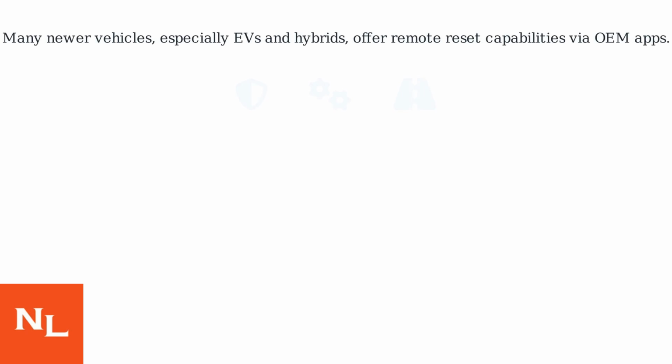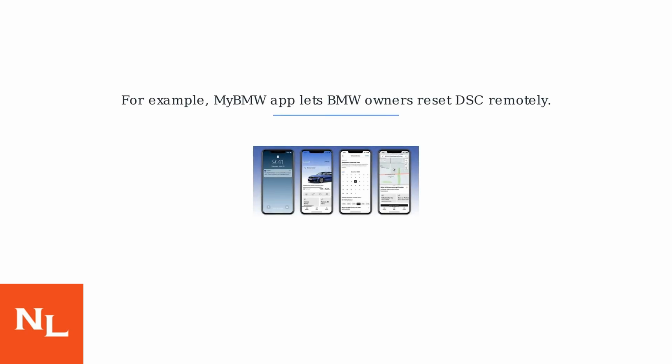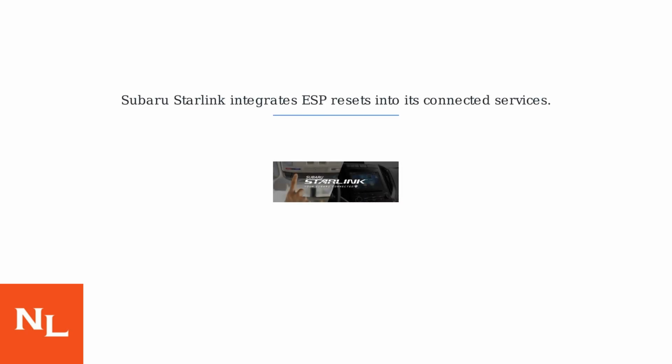Many newer vehicles, especially EVs and hybrids, offer remote reset capabilities via OEM apps. These apps allow you to reset the system after confirming no underlying issues. For example, the My BMW app lets BMW owners reset DSC remotely after checking for any issues. Subaru Starlink integrates ESP resets into its connected services for easy remote access.